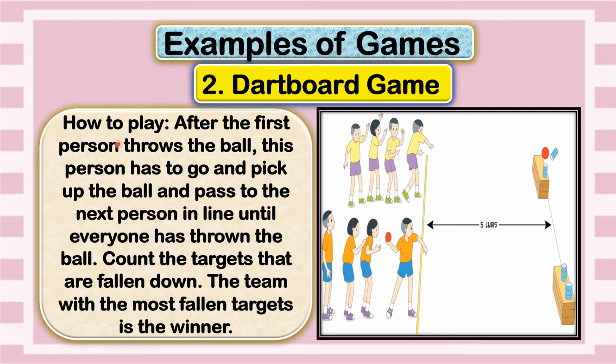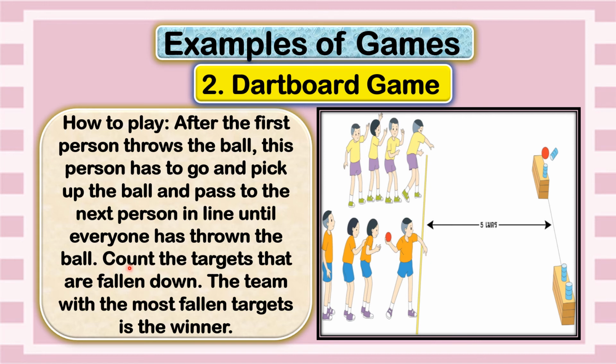After the first person throws the ball, this person has to go and pick up the ball. So he will go and get the ball after throwing and then give it to the next player, or pass it to the next person in line until everyone has thrown the ball. So after the first one, he will get the ball and give it to the second one, and then get the ball, give it to the third person, get the ball, and then give it to the fourth person.